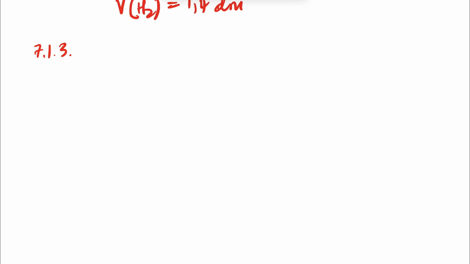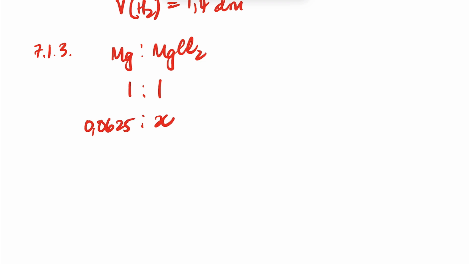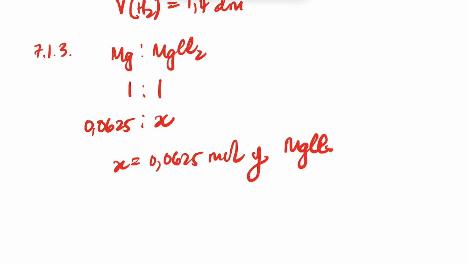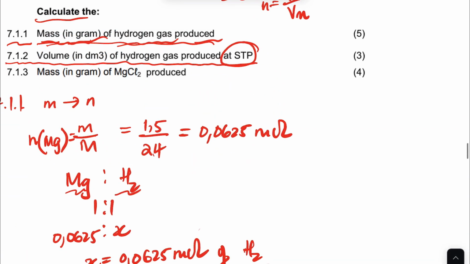7.1.3 is, we do the mole ratio. Magnesium, which is the limiting, is to magnesium chloride, which is the product that is formed. The ratio is 1:1. We're looking for magnesium chloride, and then your number of moles of magnesium is that, and then we cross multiply, we're going to get the same answer. It's 0.0625 mole of what? Of magnesium chloride produced, right?